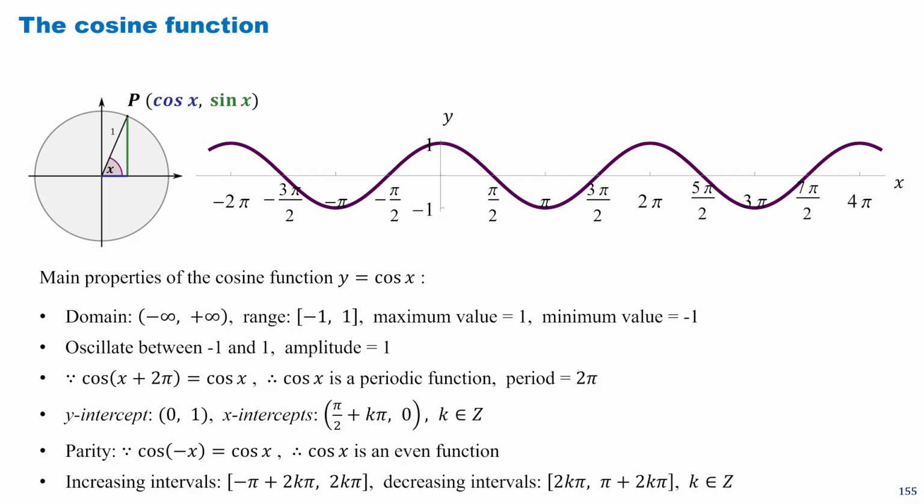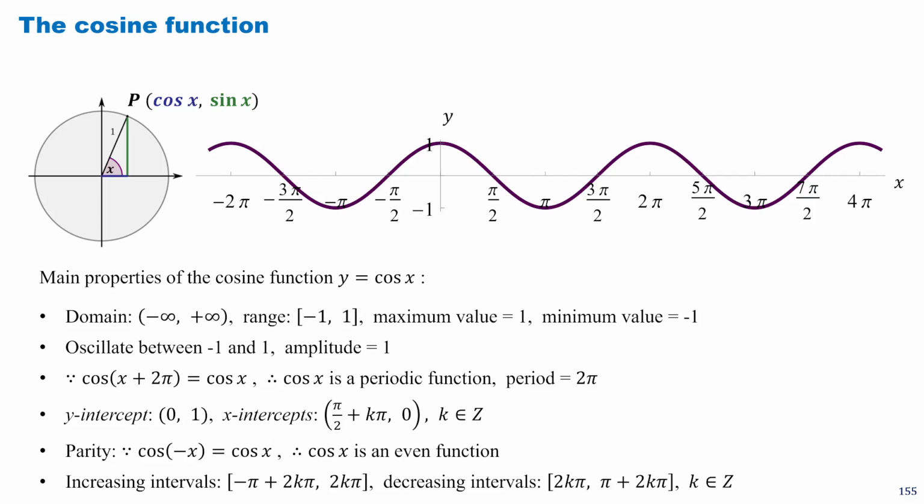And again, 2 pi is its minimum positive period. Cosine x is also a periodic function. And the y-intercept is (0, 1), which is this point here. And there are an infinite number of x-intercepts, which can all be expressed as half pi plus k pi, where k belongs to the integer set. And the function is an even function because for any x belonging to the domain, we always have cosine -x equals cosine x. We have already talked about this trigonometric identity previously, right?